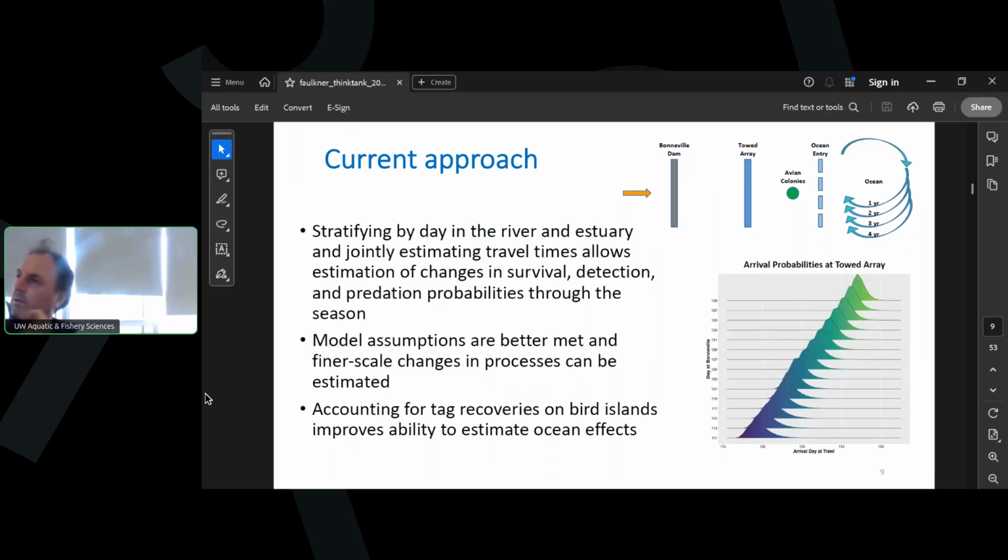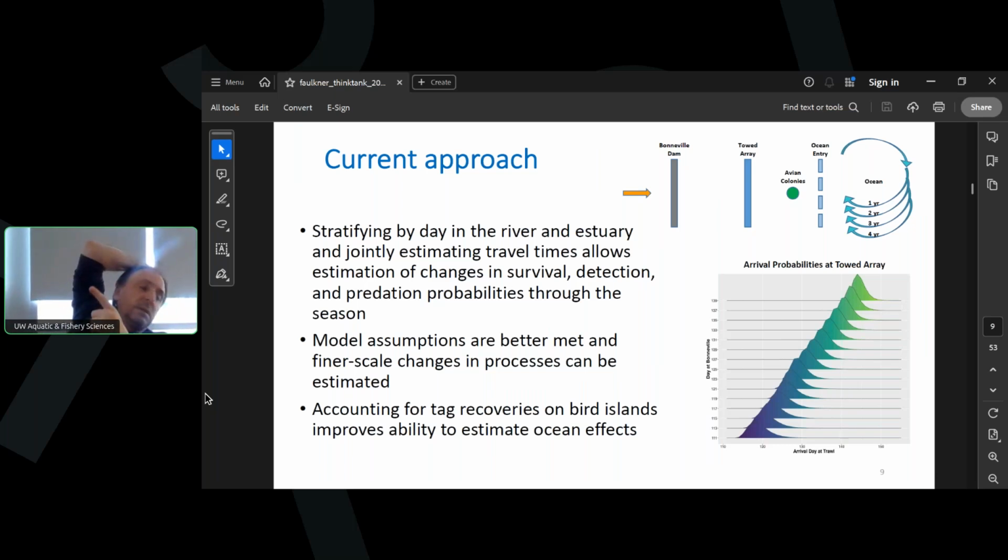And then also we know that bird predation rates change through time, and the timing of when fish enter the ocean is really important. So to be able to account for time within season is important to better estimate these effects. And then the last thing is accounting for the tag recoveries on the bird islands allows you to separate out, as I said, that mortality related to the birds in the estuary from mortality in the ocean.